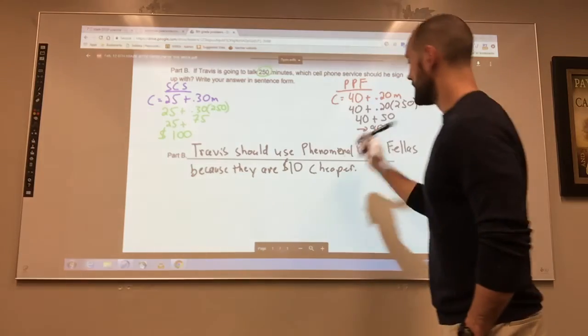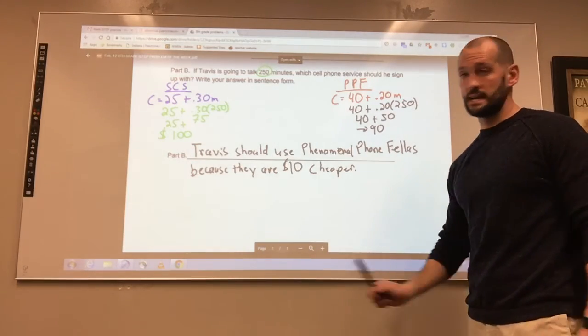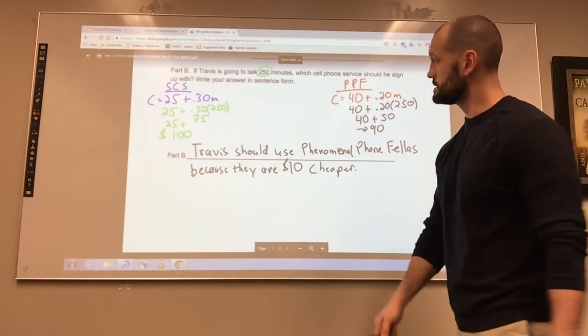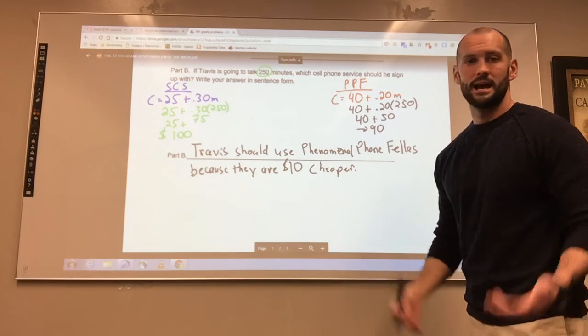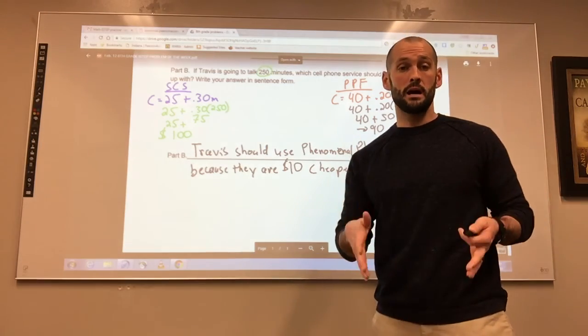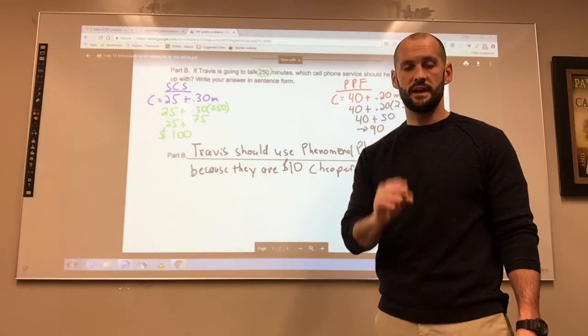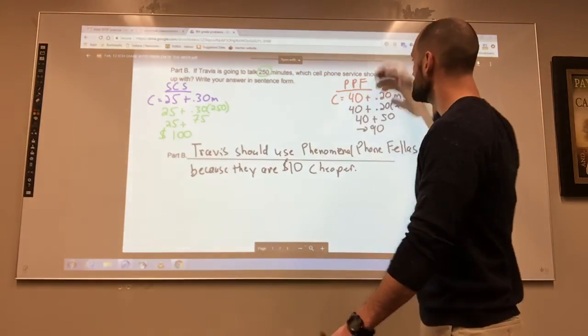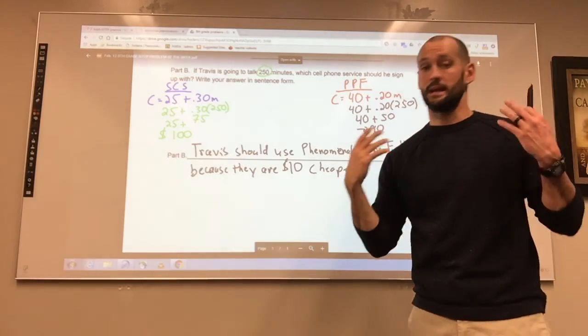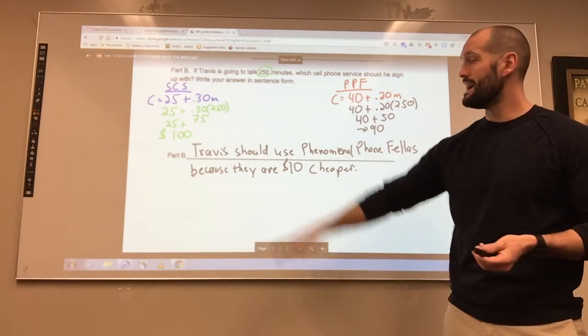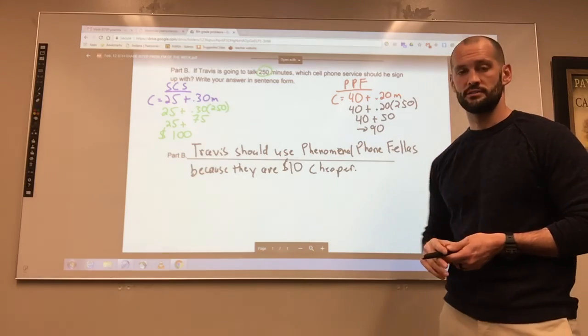You could say Phenomenal Phone Fellas is $90 and Superior Cellular Service is $100. Somehow mention how much and why Phenomenal Phone Fellas is better. That's how you would attack each one of these: compare the two, make a logical decision on whichever one's cheaper, and then make a statement telling Travis which one to use.